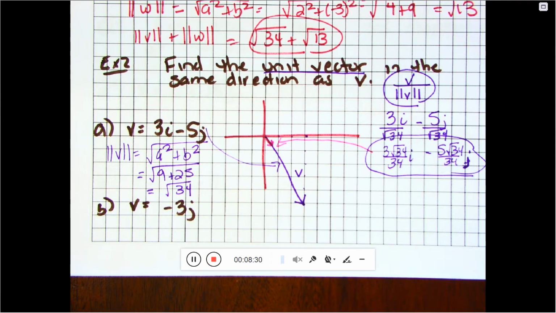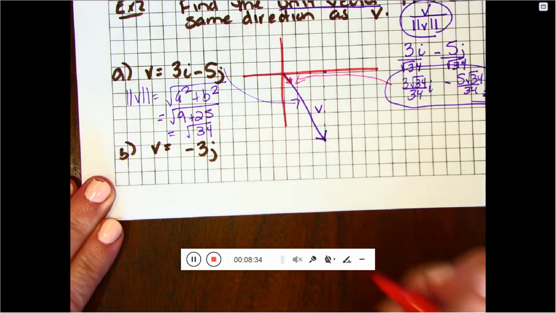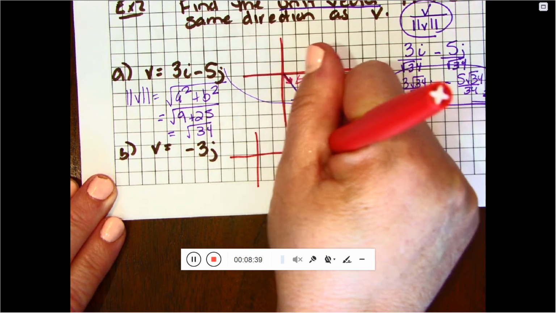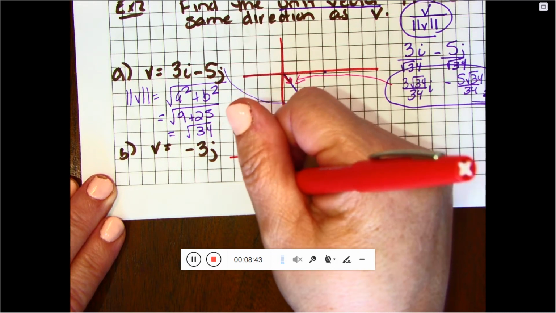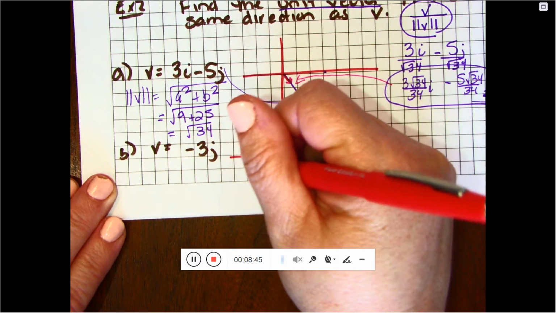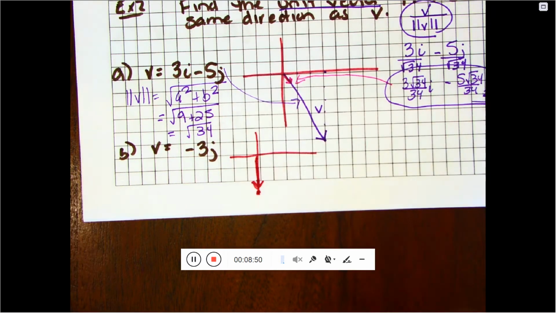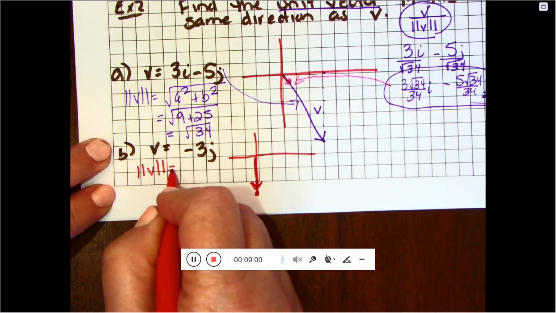Okay, let's look at this vector. This vector only has a vertical component. It doesn't have a horizontal component. What this vector looks like, whoops, of course I didn't leave myself enough room. 1, 2, 3. This vector only has a vertical component of -3. So it's easy to find the magnitude of that vector. The magnitude of that vector is 3.